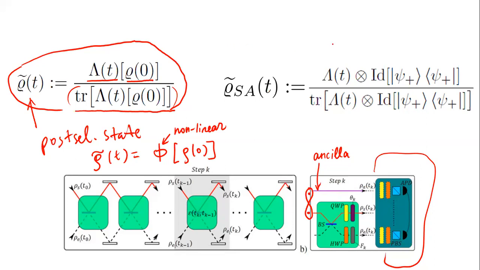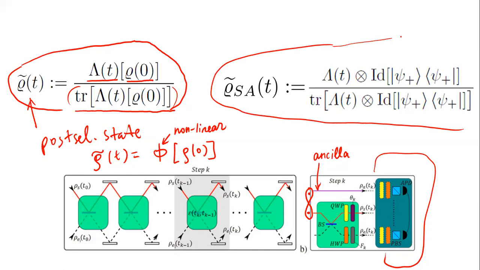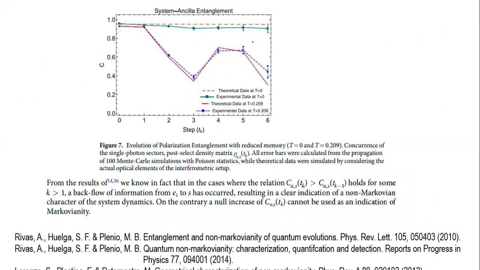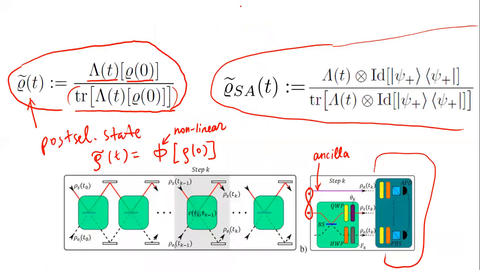So the post-selected state for that two-mode scenario is given by the formula on the right. So you see that the map is again non-linear. And now the authors study non-Markovianity. So they consider system-ancilla entanglement dynamics. But of course, this dynamics is analyzed for normalized states.